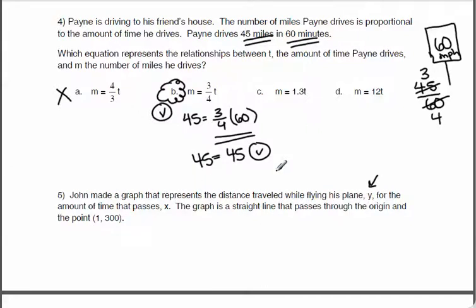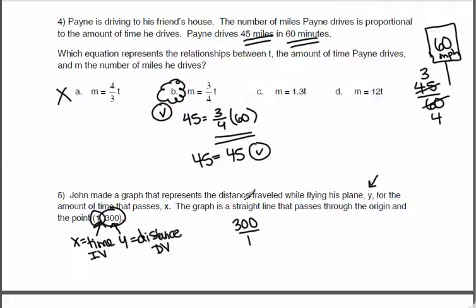Okay, or excuse me, y is the distance. So this 300 equals your distance. Your x is the amount of time that passes. So your x equals time. So we always do the independent variable on the bottom and the dependent variable on top. So it's 300 over 1. It's always this y over this x.